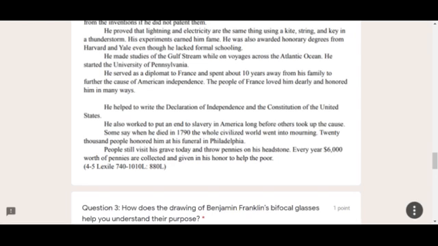Some say when he died in 1790, the whole civilized world went into mourning. 20,000 people honored him at his funeral in Philadelphia. People still visit his grave today and throw pennies on his headstone. Every year, $6,000 worth of pennies are collected and given in his honor to help the poor.